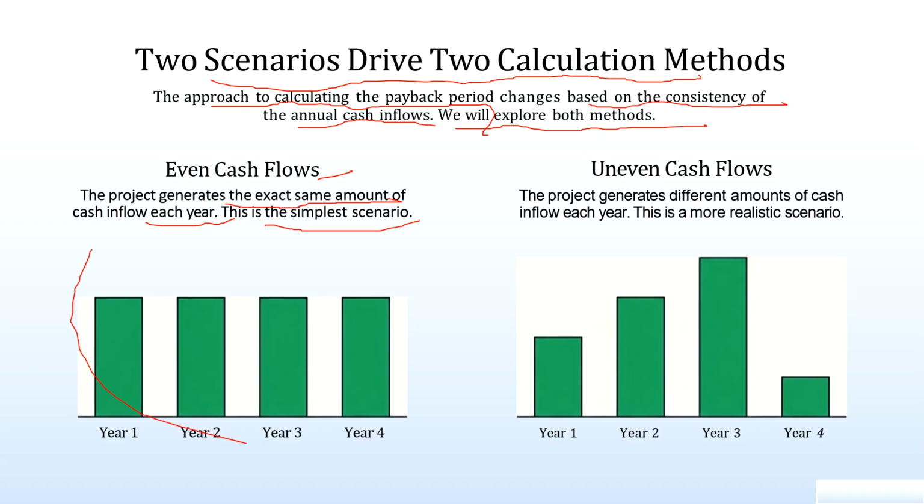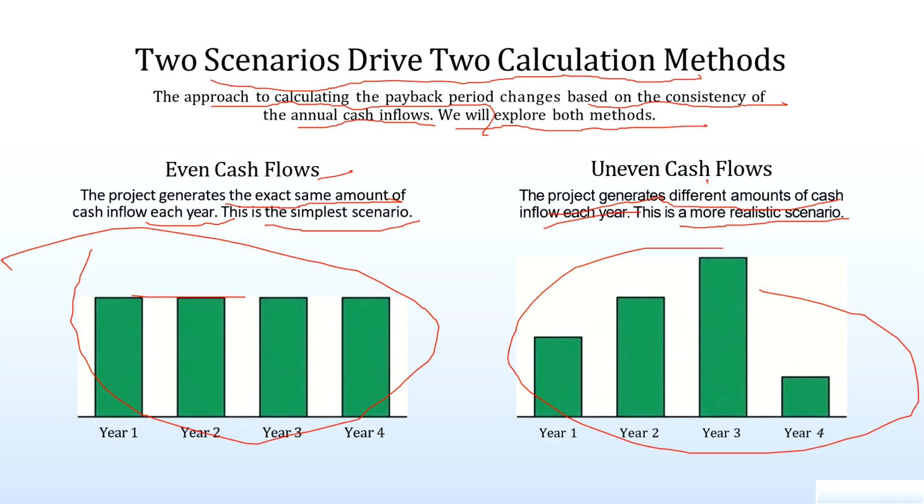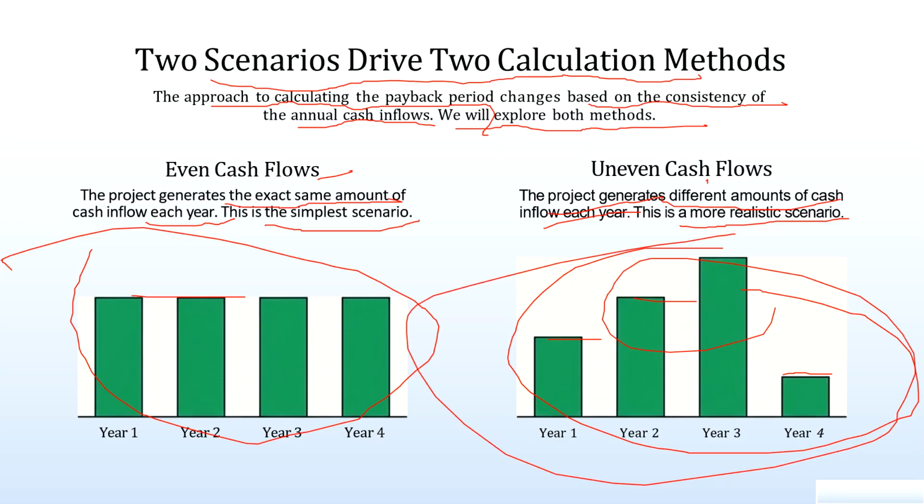In this figure, we see the cash inflows are equal. The next is the uneven cash inflow. The project generates a different amount of cash inflow each year. This is the most realistic scenario. In this figure we see that the cash flow is different in different years: the fourth year, the second year, and the first year are here. It shows the most realistic scenario seen in real life.